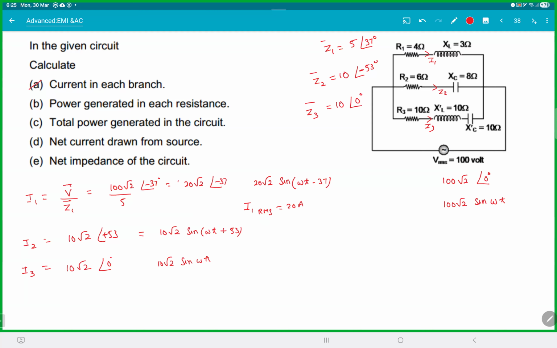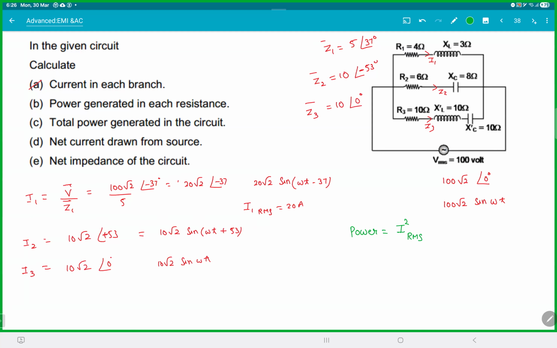Next, what do you want? You want the power generated in each resistance. Cool. So what is the power generated? You can directly say I square R. So power is nothing but I square RMS. So you have to use RMS. If you guys remember, isn't that the definition of RMS? The constant DC value, which would give you the same heat as an AC current in one time period, is called the RMS value. If you remember, that's how the whole RMS was defined.